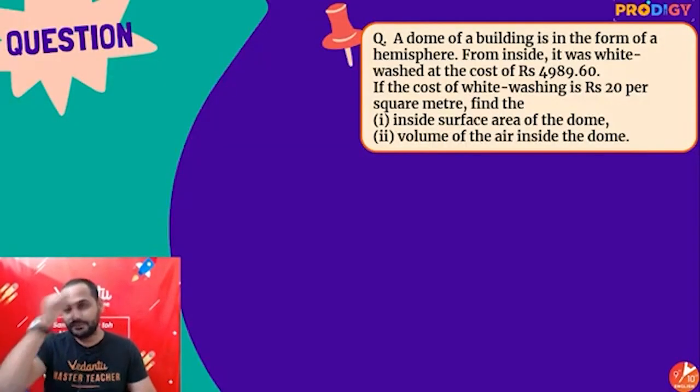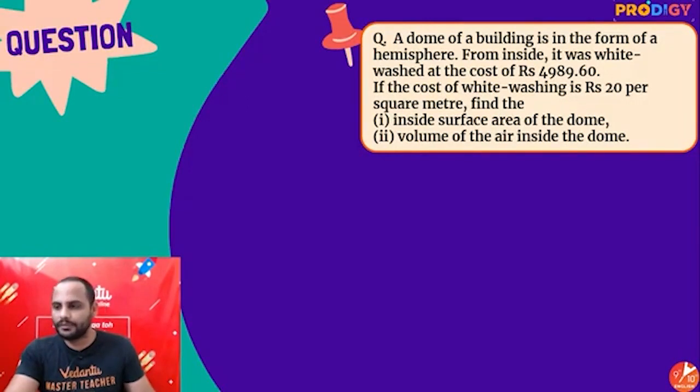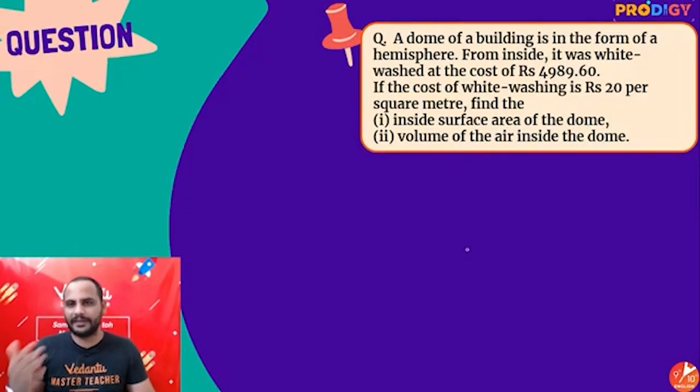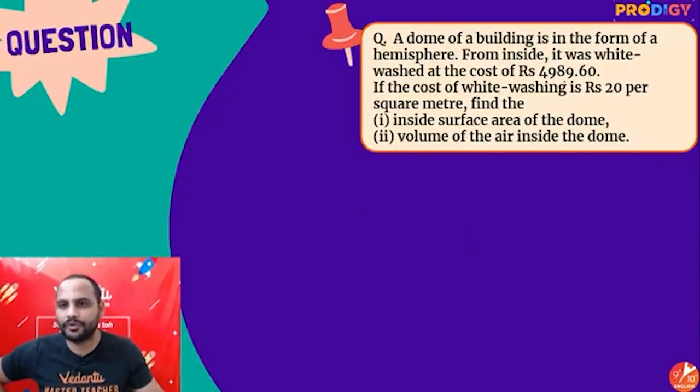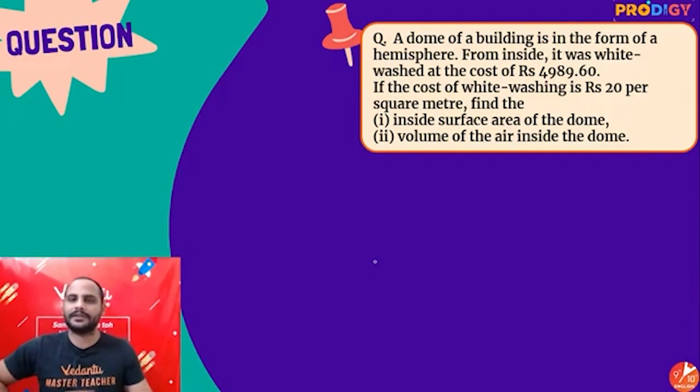Next question, let's see. A dome of a building is in the form of a hemisphere. From inside, it was whitewashed at rupees 4989.60. If the cost of whitewashing is rupees 20 per square meter, find the inside surface area of the dome and the volume of the air inside the dome. So first thing, the dome of the building is a hemisphere, right? It is whitewashed from the inside, and the cost is rupees 20 per square meter.